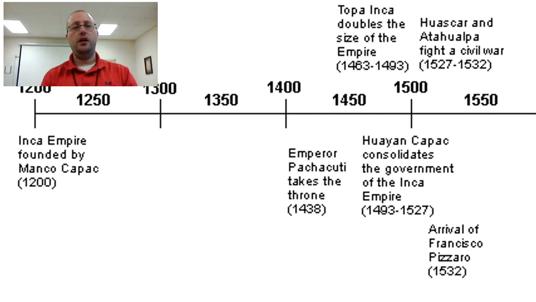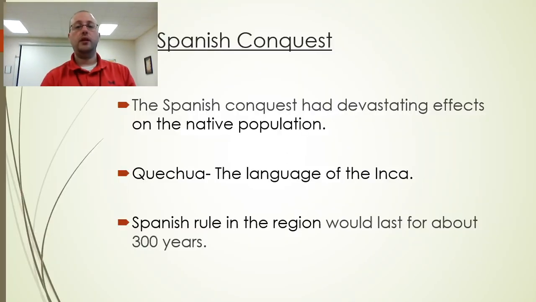So this is just a timeline here. You can kind of see, you know how to read a timeline. The Inca Empire was founded by Manco Capac in 1200, and then you see as it continues on, the arrival of Francisco Pizarro in 1532. The Spanish conquest had devastating effects on the native population. Now, just a little about the Inca. Their native language is Quechua, which is the language of the Inca, and the Inca would be in control until the Spanish took over. The Spanish ruled in the region for about 300 years.